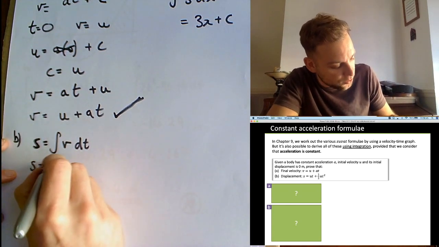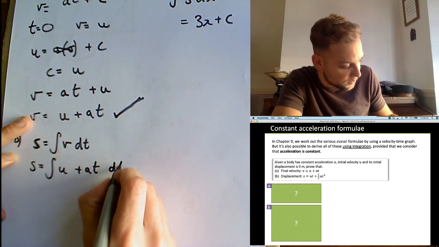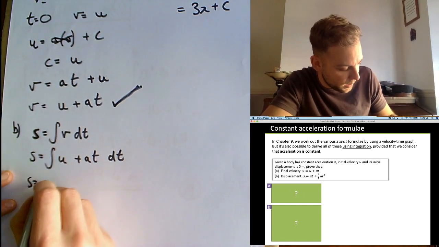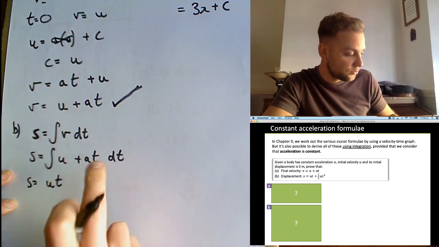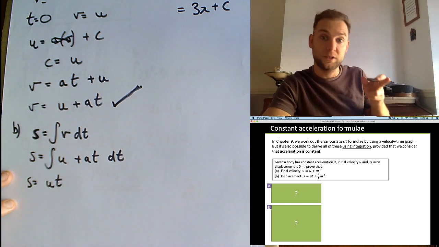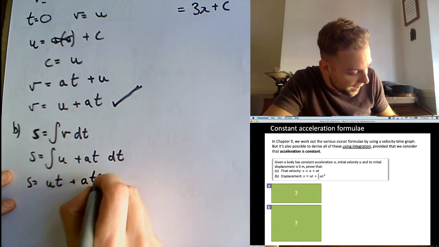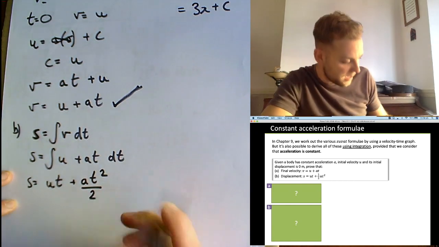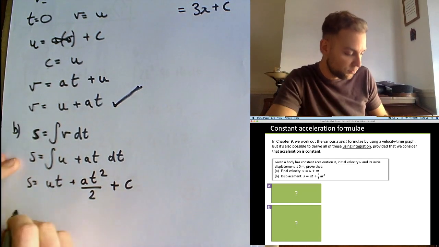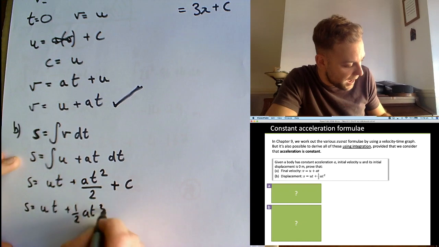So s is equal to the integral of v, which is u plus at, with respect to t. If I integrate u with respect to t, I end up with ut. If I integrate at with respect to t, you raise the power on t and divide by that new power, so it's going to be the half, isn't it? Plus the c. Brilliant. Let's write it the way we want it: s equals ut plus a half at squared plus c.